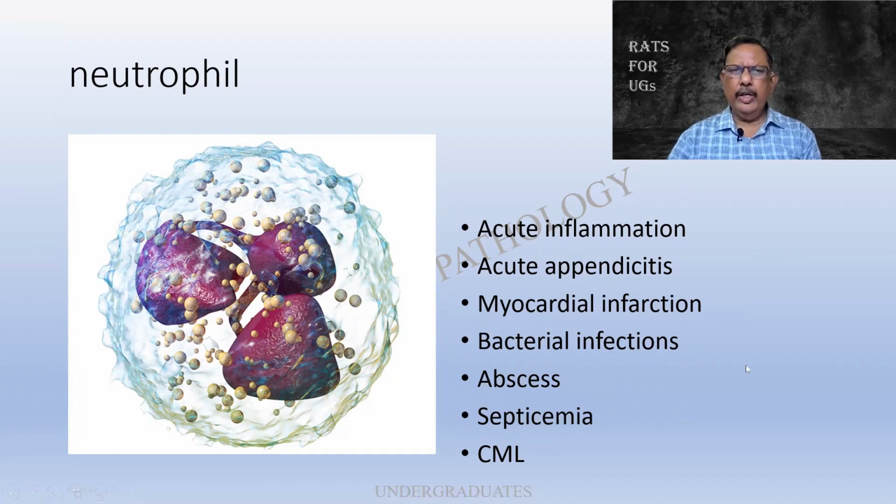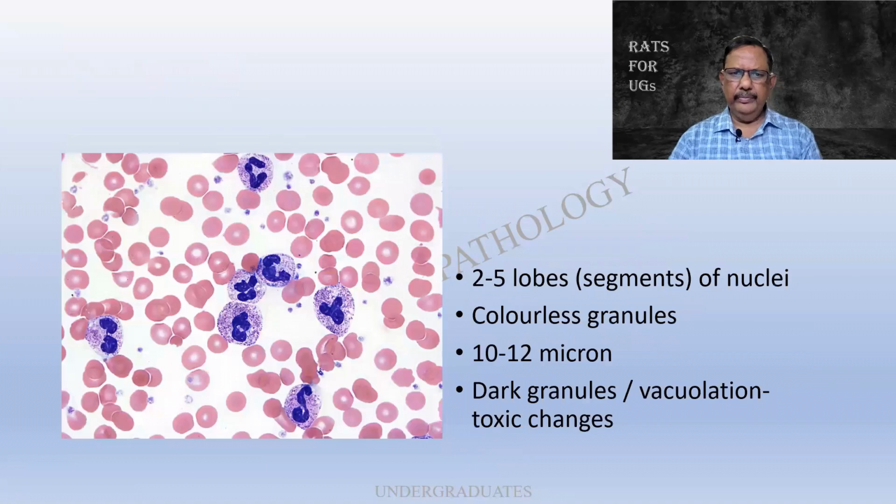Incidentally, chronic myeloid leukemia. Chronic myeloid leukemia, you can have it as a last choice because almost all the cells will be increased. Neutrophil, eosinophil, basophil, etc. But that should not be your first answer. As I had mentioned, it has got 2 to 5 lobes or segments. Colorless granules, 10 to 12 microns, smaller than the eosinophil, but much larger than the RBC. Sometimes we can have dark granules or vacuoles within the cytoplasm. These are called toxic changes. Whenever there is an infection and the cell is aggressive, you will be able to see this.